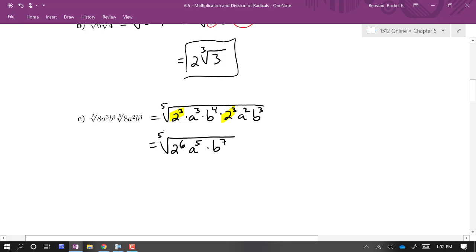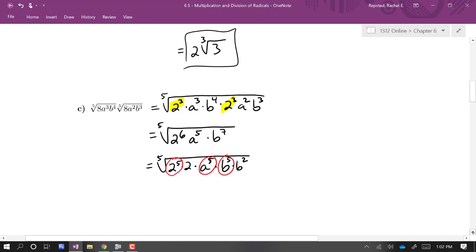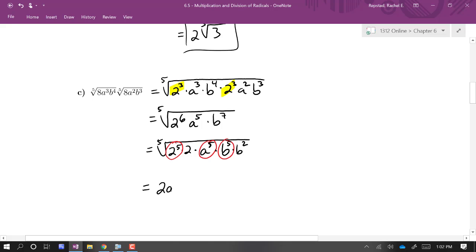Now what I'm looking for here are perfect fifth powers. So I'm going to rewrite this in a helpful way. 2 to the 6th I'll write as 2 to the 5th times 2, and I have an a to the 5th. And b to the 7th I'll rewrite as b to the 5th times b squared. So now here are the things I can take out. I have 2ab that I'm going to pull out of this radical, times the fifth root of 2b squared. And that is as far as we can go on this one.